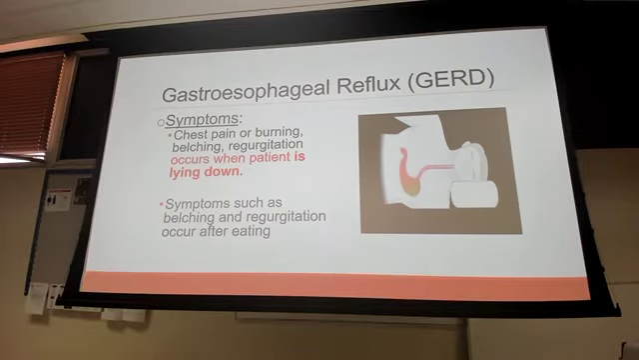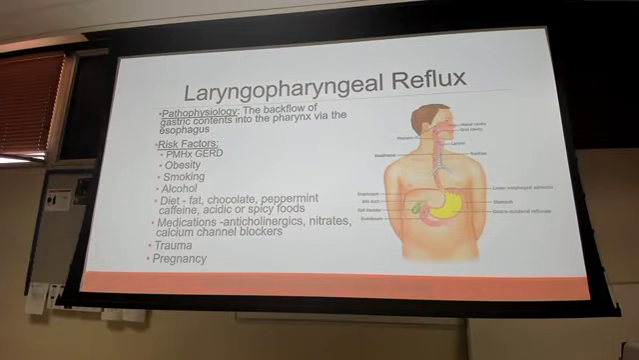Then, like I said, the symptoms, they may have belching, regurgitation. So understanding that pathophys to get into laryngopharyngeal reflux: the gastric contents, by way of the esophagus, pass the larynx into the oropharynx, and some of that gastric content enters into the larynx. That's a good picture where you can see the relationship between the esophagus and the larynx.